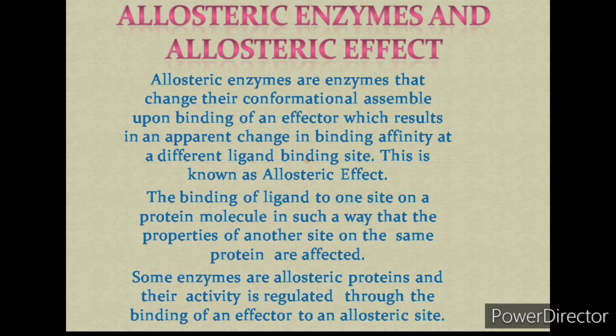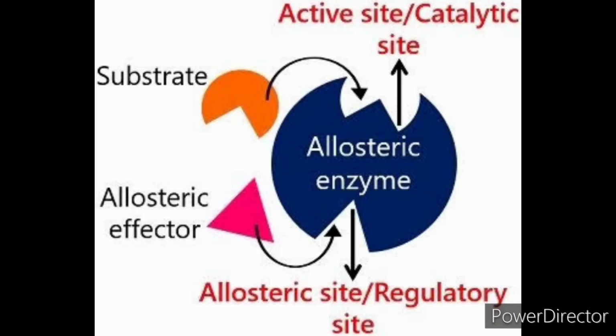Some enzymes are allosteric proteins, and their activity is regulated through the binding of an effector to an allosteric site. You can see in this picture, the enzyme has two sites, the active site and the allosteric site. The substrate can attach on the active site while the allosteric effector can attach on the allosteric site.